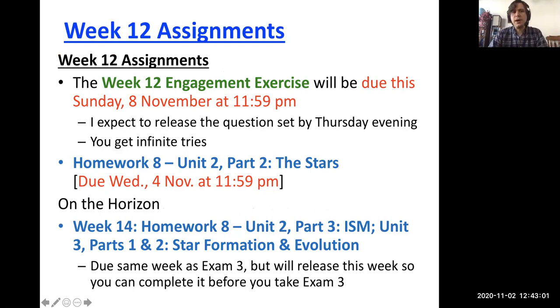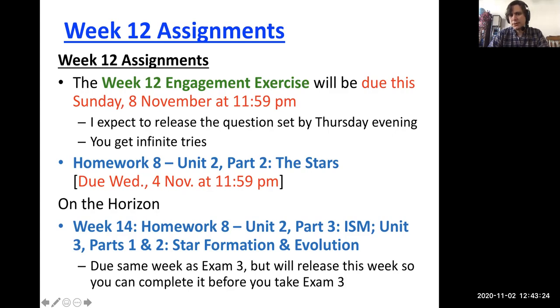So for week 12, we have the week 12 engagement exercise as always. It'll be due this Sunday, the 8th of November at 11:59 p.m. As always, this will be available to you on Thursday evening. I've been good about that all semester, and I don't plan on failing and having to push it to Friday this week. You'll have an infinite number of tries to get the 10 that you deserve and you want to get. Homework 8 is due this week.